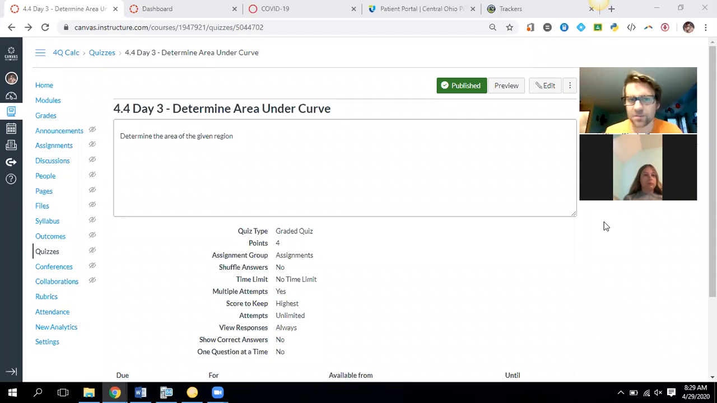All right, so here we go. I'm going to start the next day of the last section that we're going to go over. So we're on day 3. Today what we're going to do is determine the area underneath the curve. So very similar to what we've been doing the last couple of days. It's just graphs now, not just equations. So we have to remember what the integral means and how it works. So let's go ahead and jump right into it.